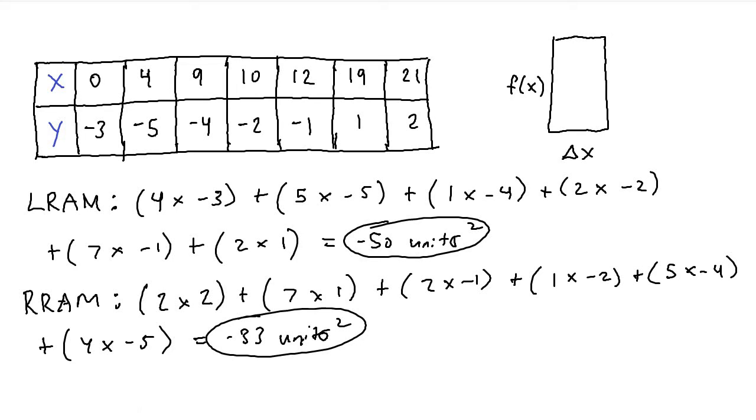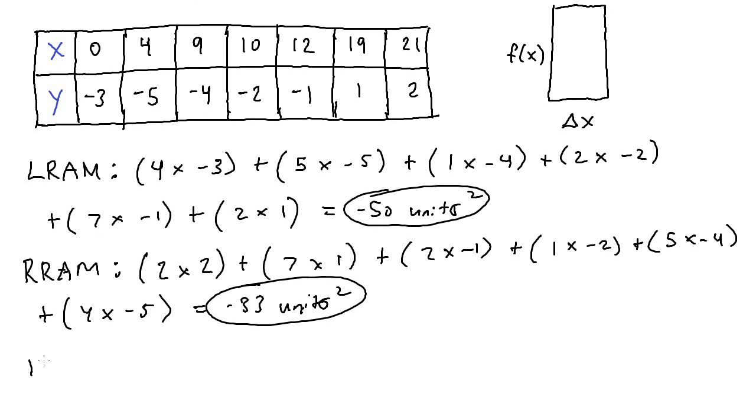Now if we were asked to find TRAM, or trapezoidal RAM, once again the formula for trapezoidal RAM is just the average of the LRAM and RRAM. So we can take your LRAM, which is negative 50, plus the RRAM, which is negative 33, over 2, and that will give you negative 41.5.